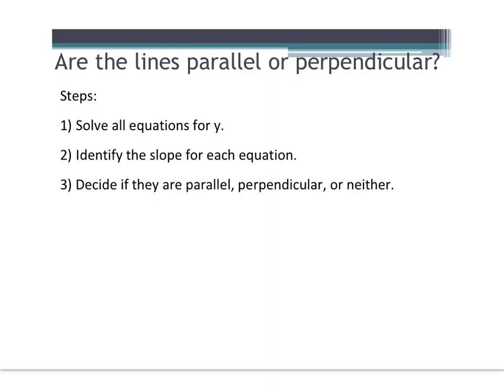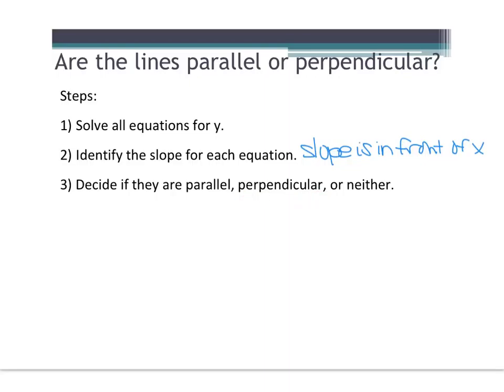Here are the steps that we go through. Again, you want to make sure all of your equations are solved for y, so that way we can find the slope. Once they're solved for y, you want to identify the slope for each equation. Remember, the slope is in front of x. So whenever you're trying to find that slope, it's always going to be that number in front of x. Once you've found the slope, then you need to decide if they're parallel. The slopes end up being the same, and they have to be exactly the same. Nothing can be different about them.